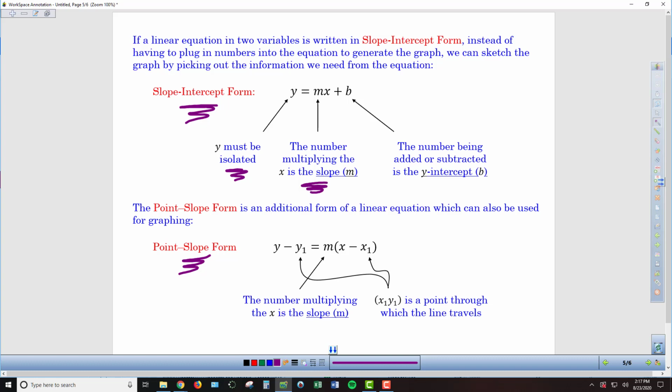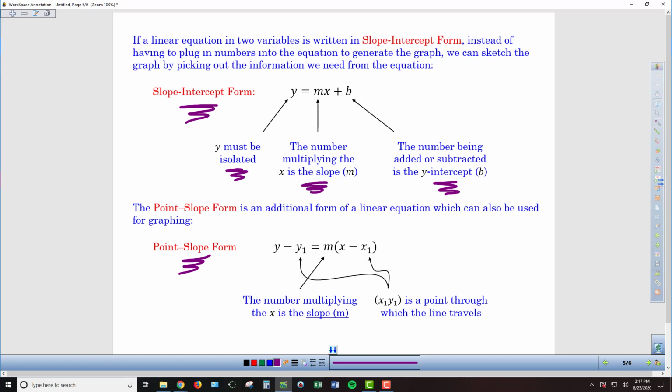If it's a fraction, then we just use the numerator as the rise, the denominator as the run. If it's negative, that just means the rise is going to be negative, so it's going to be going down from left to right, but we're still going to move in that left to right direction. So that's the slope. And then any number that's being added or subtracted after that is going to be our y-intercept. So that's the number b in our equation.